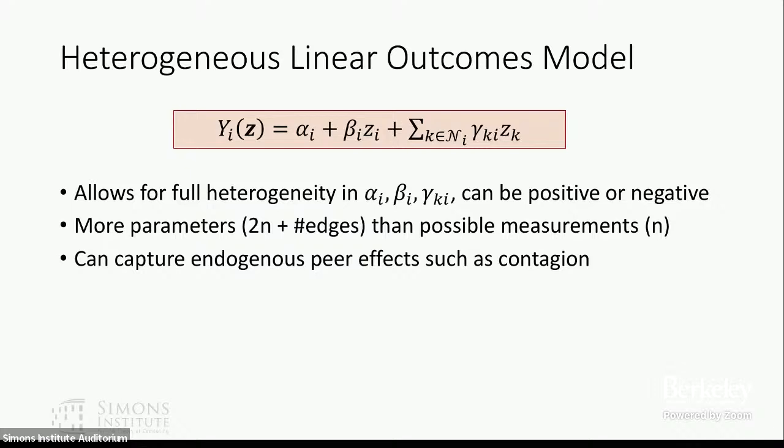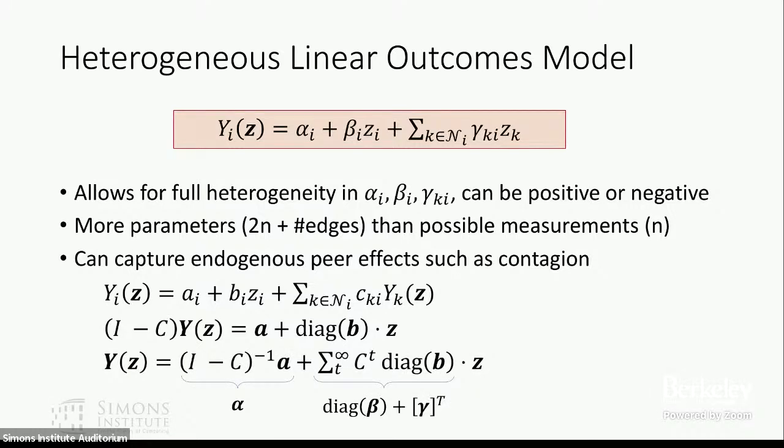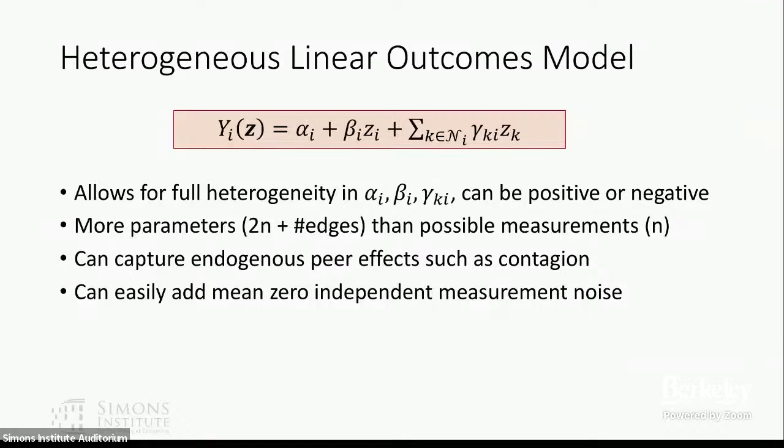Also, this model can capture endogenous peer effects such as contagion. What that means is, if you have a setting where my outcome is affected not by other people's treatment, but by other people's outcomes, in a linear way, you can write this linear relationship as a system of equations, solve the system, and you end up with a model that looks the same as the one we had at the top, but with a different graph structure. In particular, if you had a sparse graph on the top line, you might end up with a fully dense graph on the bottom line. So a linear outcomes model can capture things like peer effects and contagion, but you have to keep in mind that it changes the meaning of the graph. And you can easily add independent measurement noise as well.